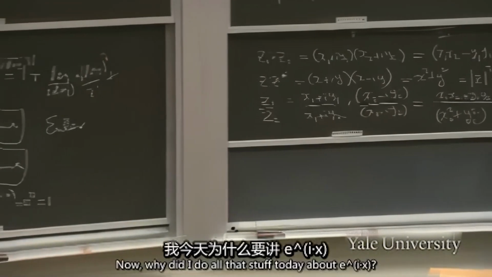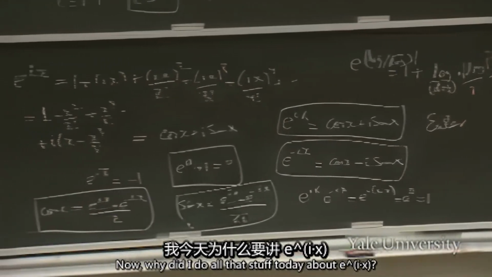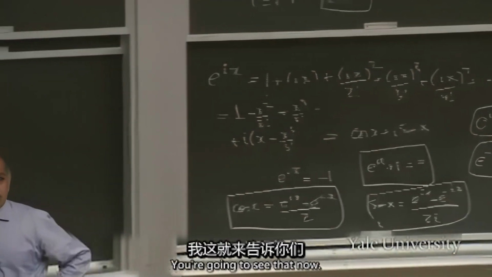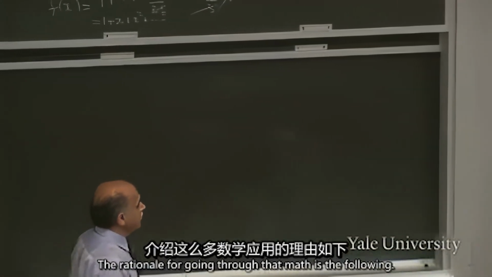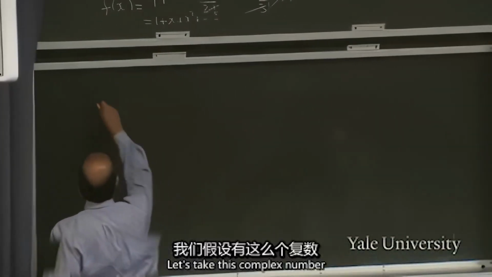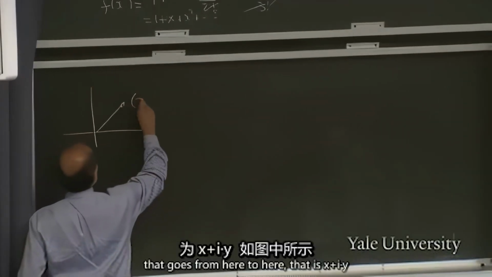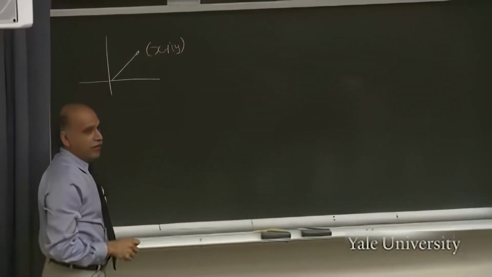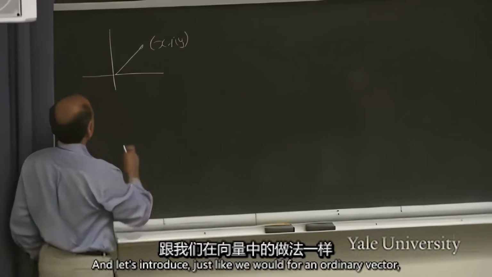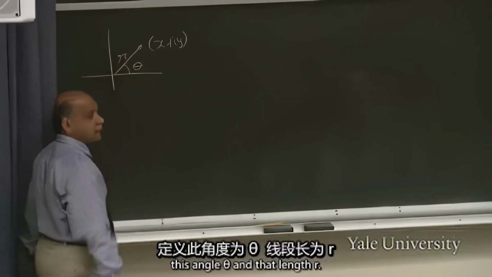Okay, so now, why did I do all that stuff today about e to the ix? You're going to see that now. The rationale for going through that math is the following. So let's take this complex number that goes from here to here, that is x plus iy. And let's introduce, just like we would for an ordinary vector, this angle theta and that length r.